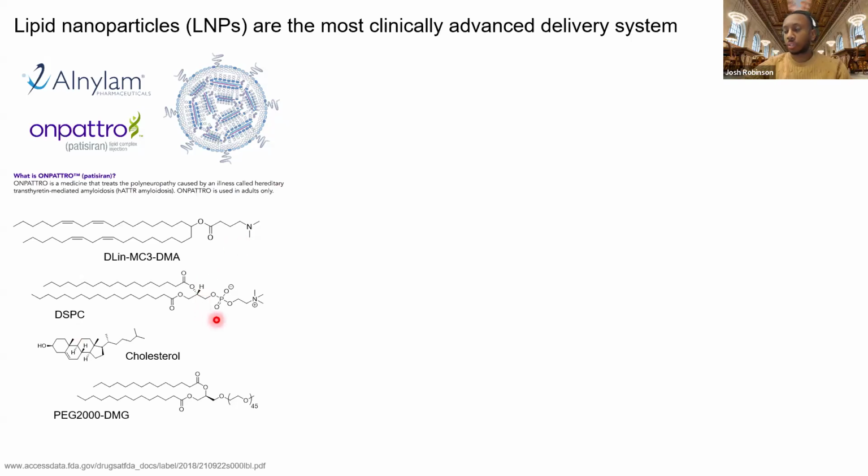You also have a phospholipid helper lipid, which is also important for the interaction, and also stability of the LNP. Cholesterol is important for membrane fluidity, and you have PEG 2000 or polyethylene glycol lipid that is really important for extending blood circulation and also preventing aggregation.